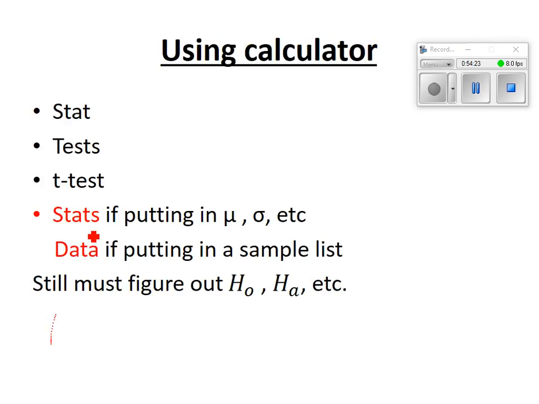On the calculator, might wanna write this down. If you're gonna put this into a calculator, and we'll do one using the calculator, you're gonna hit stat, test, t-test. We want stats if we're putting in mu and all that stuff. Data if we're putting in a sample list. So if we're putting something in the list, you're still gonna have to do all this, the first stuff here. Write the HO and the HA.